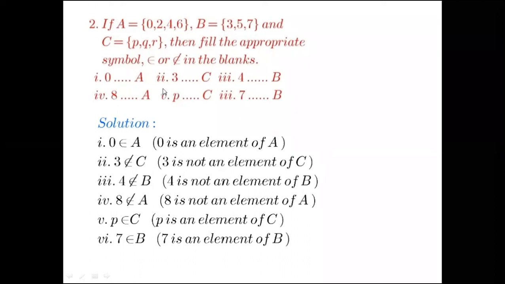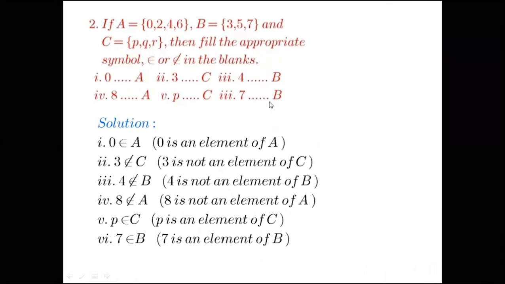Next, P-C. P is an element of set C. Then which symbol do we have to write over there? We'll write the symbol as belongs to. Next, 7-B. We have to check whether that particular element is there in the set B or not. Yes, we have the element 7 in the set B. So which symbol will we write over there? We'll write the symbol as belongs to.